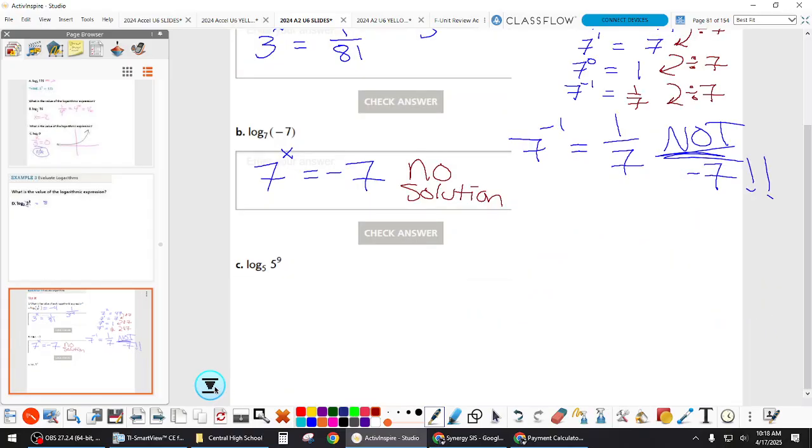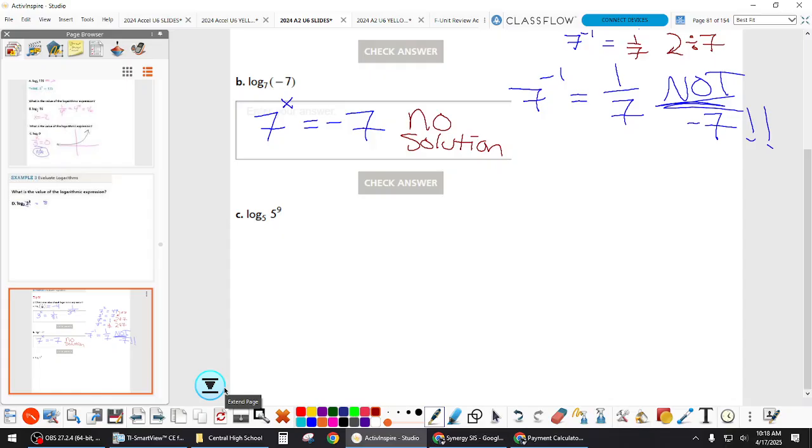All right, how about this one? Log 9. Those cancel and give 9. So what power of 5 is 5 to the 9th? Well, okay, yeah, I knew that one.